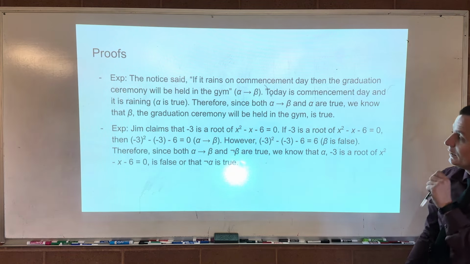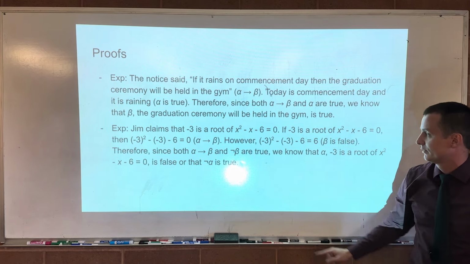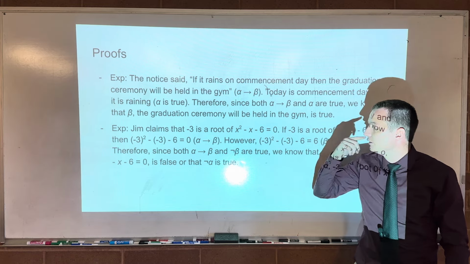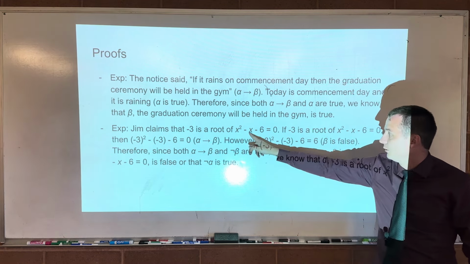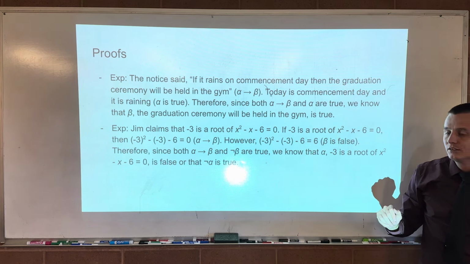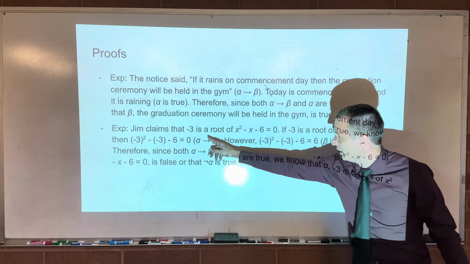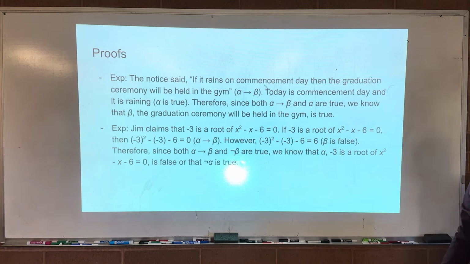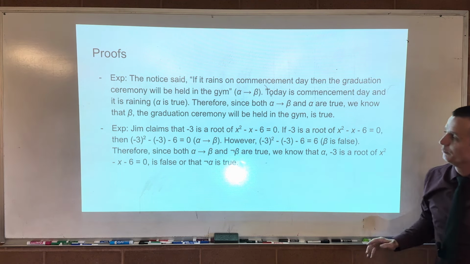Jim claims that negative 3 is a root of x squared minus x minus 6. Or in other words, sorry, I said this kind of badly. What does it mean for negative 3 to be a root of this? It means negative 3 makes it equal to 0. So Jim is claiming that if you plug in negative 3 to this, you'll get 0. Or Jim is claiming negative 3 satisfies this. You with me so far? He was saying x equals negative 3. If x equals negative 3, then x squared minus x minus 6 is equal to 0. That's Jim's claim.